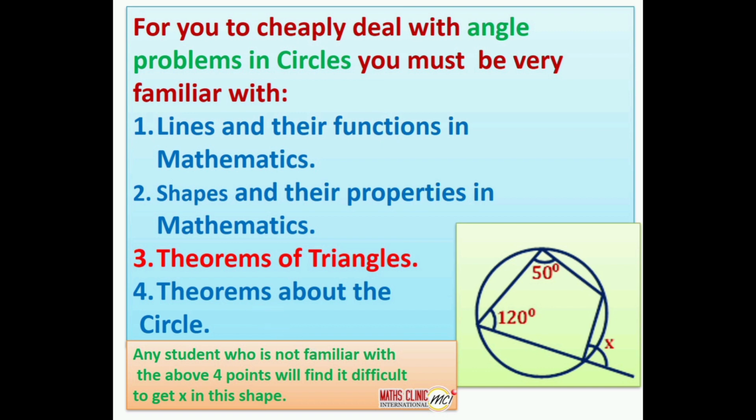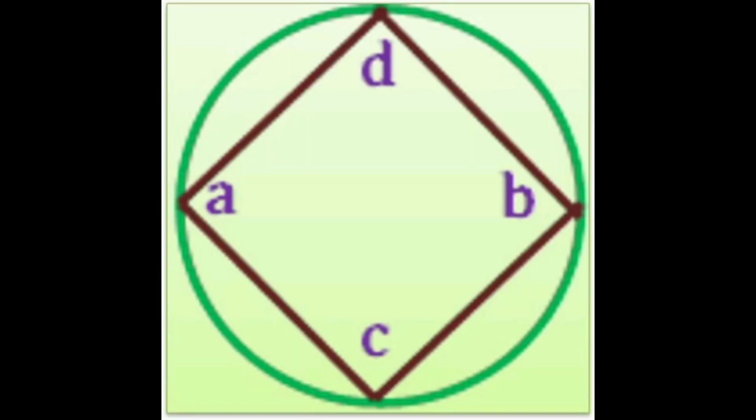Now look at this circle on the screen. It has 4 sides, and so it has 4 angles at the 4 vertices. I want to tell you some things about them, okay? The first thing I want to tell you about this shape is that inside this circle, you have a quadrilateral. But because the 4 vertices are touching the circumference, we call it a cyclic quadrilateral.